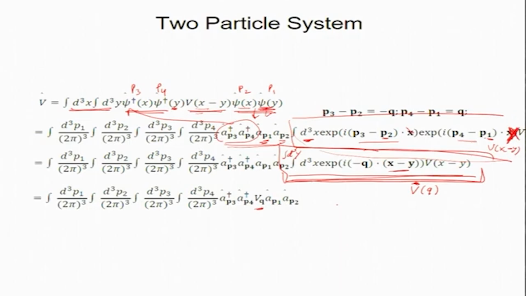Now, given the state, I just have to destroy two particles and create two of them. So, how do I write this as a Feynman diagram? Let us bring in these particles P1 and P2. Incoming are P1 and P2, outgoing are P3 and P4, and they exchange via this propagator. This is v of q.